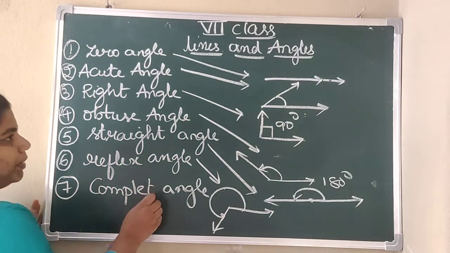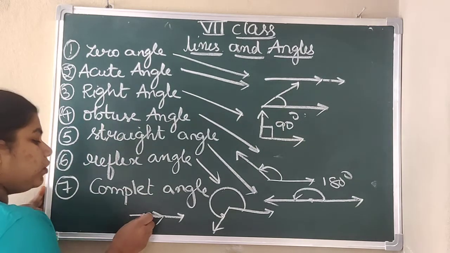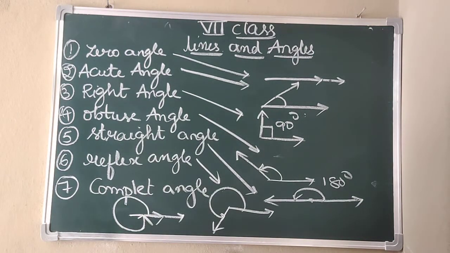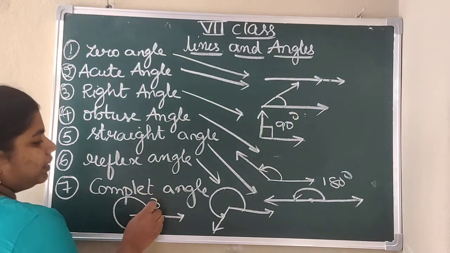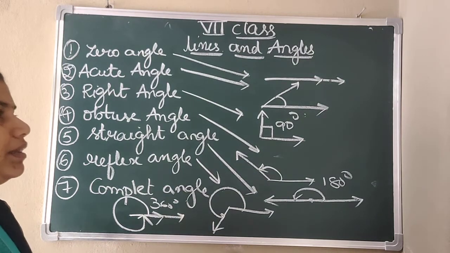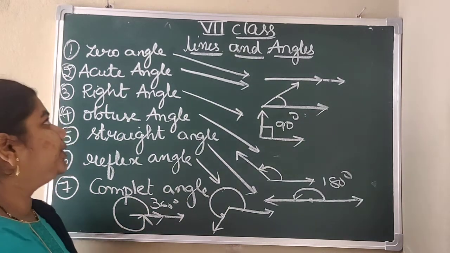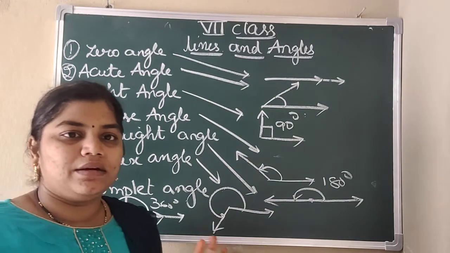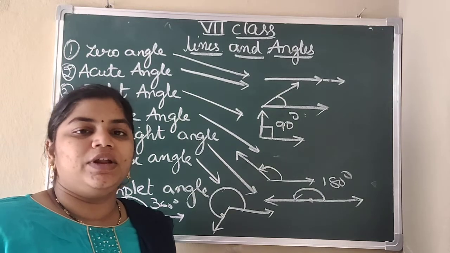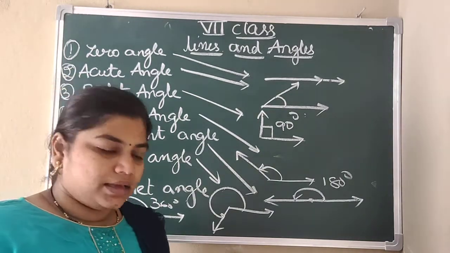And last is the complete angle. Both the initial rays came to the same point after rotating like this. So this is called a complete angle. A complete angle is exactly 360 degrees. So these are the 7 different angles: zero angle, acute angle, right angle, obtuse angle, straight angle, reflex angle and complete angle.